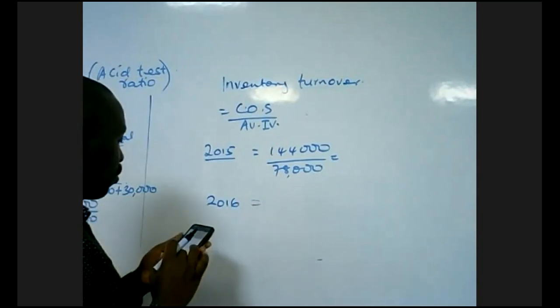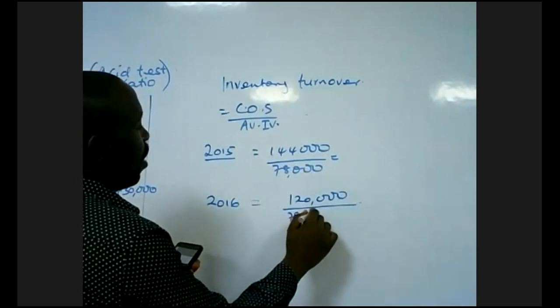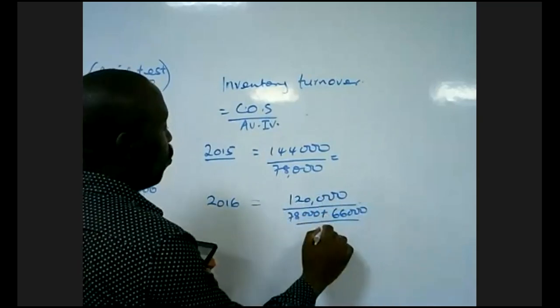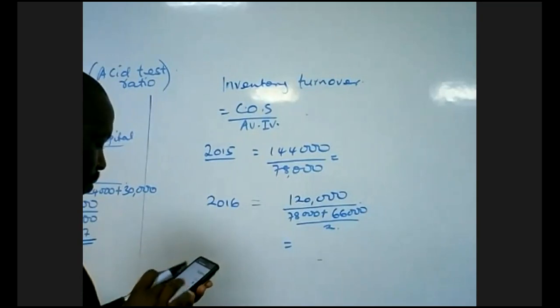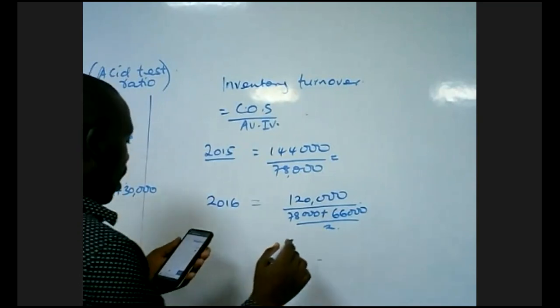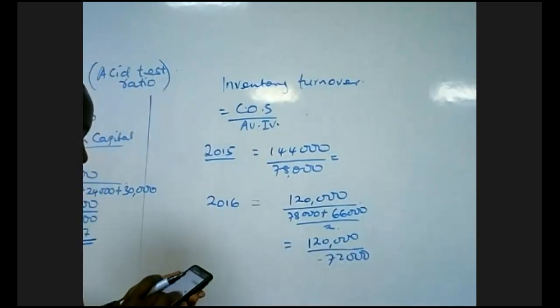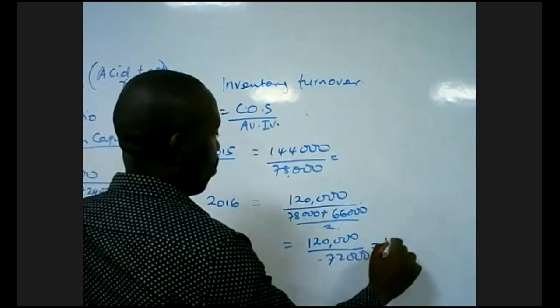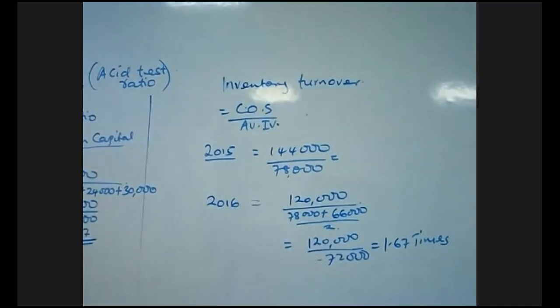So the cost of sales for 2016, which is 120,000, is divided by the average of the two now. You get 78,000 plus 66,000 divided by 2, which is 72,000. So it is 120,000 divided by 72,000. That is 1.67. For turnover ratios, you put your answer as times, the number of times. That is all.